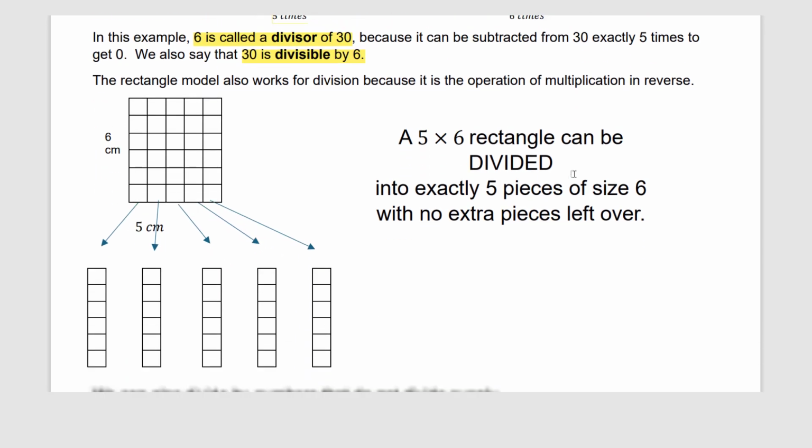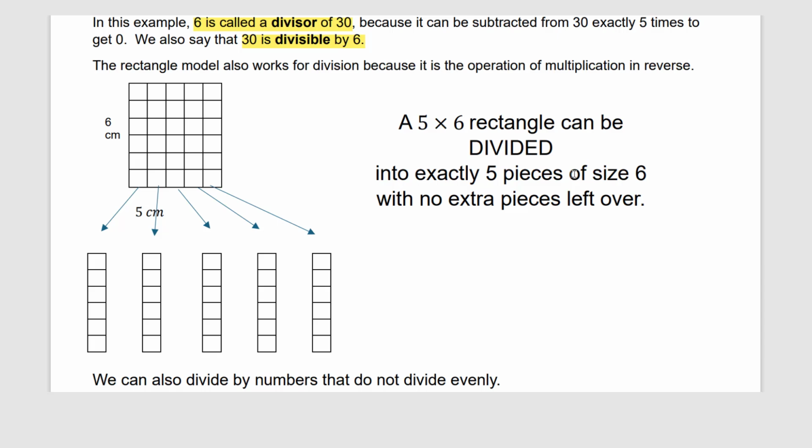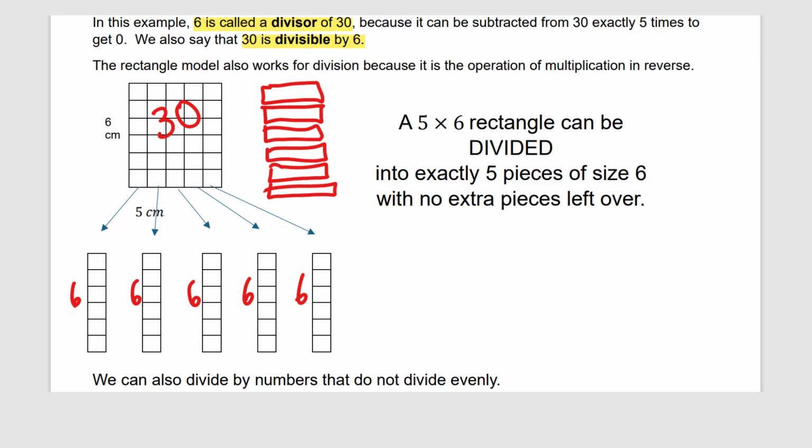You can also use the rectangular model to demonstrate this by breaking up the rectangle, which has an area of 30. The 5 by 6 rectangle can be broken up evenly into 5 pieces. Each of these pieces has a length of 6. Of course, we could also do this horizontally, break it up into 6 pieces, each of which has a length of 5. So when you're breaking the total apart like this, we're dividing it into pieces.